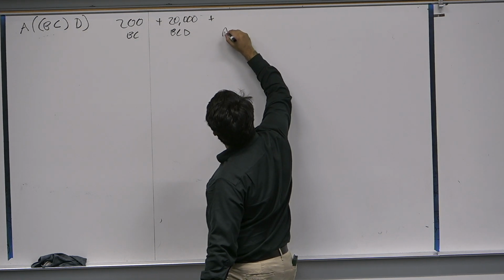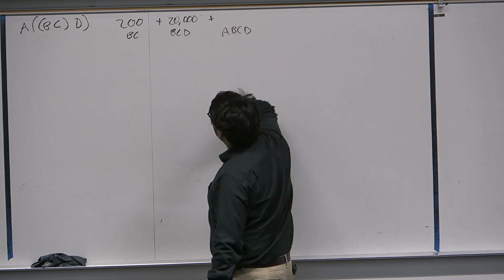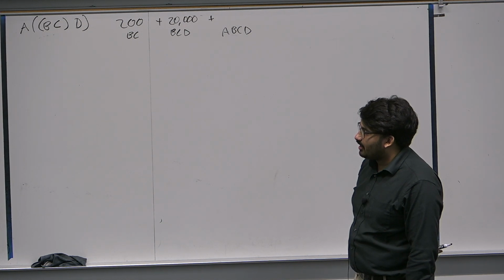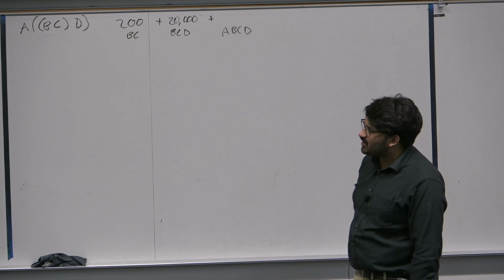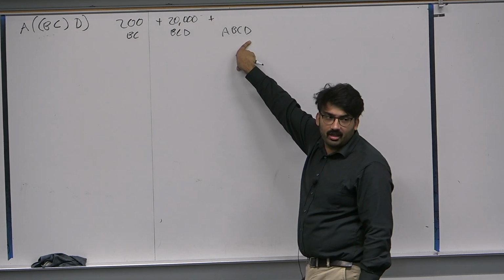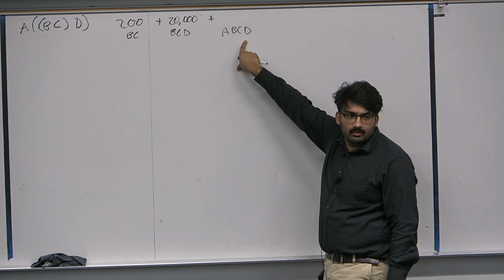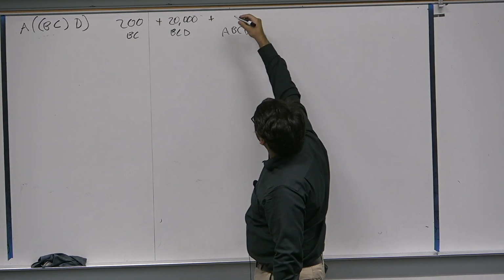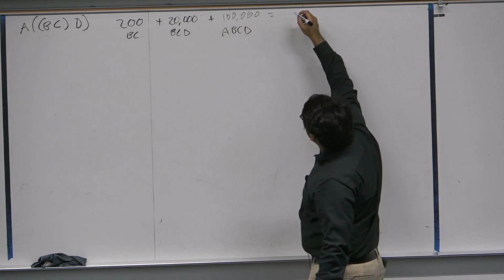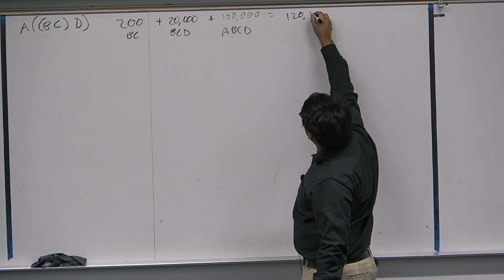And now we want to compute ABCD, right? So we take BCD, which has dimension 20 by 100, and multiply it by A. A is 50 by 20. So what will be the number of operations for that final multiplication? 10,000? Should be 100,000. Yes. Okay, so that's 120,200.